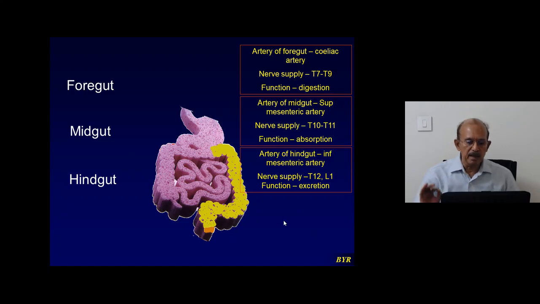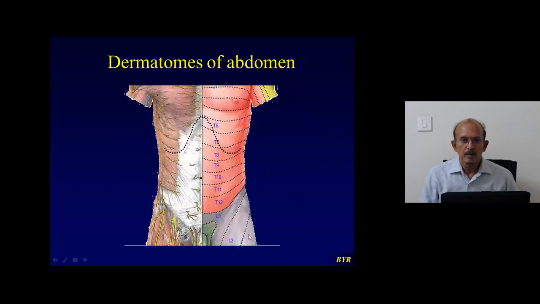So this is how the nerve supply comes to the gut: foregut, midgut, and hindgut. Now let us see how the spinal nerves supply the abdominal wall. T6 supplies the xiphisternum level. From below up to the umbilicus, it is by T7, T8, and T9. T10 and T11 at the umbilicus and just below the umbilicus. T12 suprapubic region, L1 the groin region. So this is the way the nerves supply this particular area of the abdominal wall.